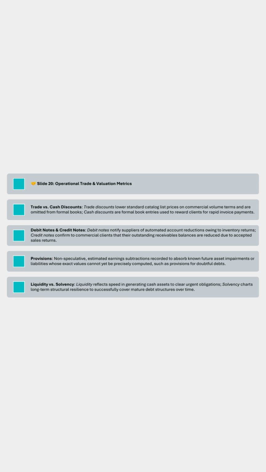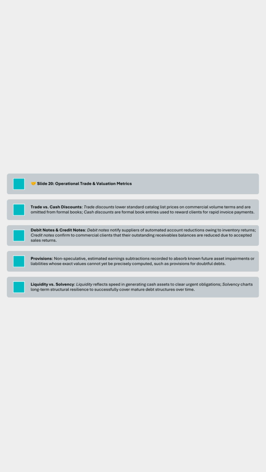Finally, let's wrap up our core terminology module on slide 20 by breaking down everyday operational metrics and trade tools. First, master the distinction between discounts. A trade discount reduces list prices for commercial volume considerations and never enters the formal account books, while a cash discount is officially recorded to incentivize immediate invoice payment. When handling returns, a business uses debit notes to notify suppliers that we are reducing what we owe them due to purchase adjustments, and credit notes to inform customers that we are lowering their account balances following a sales return.